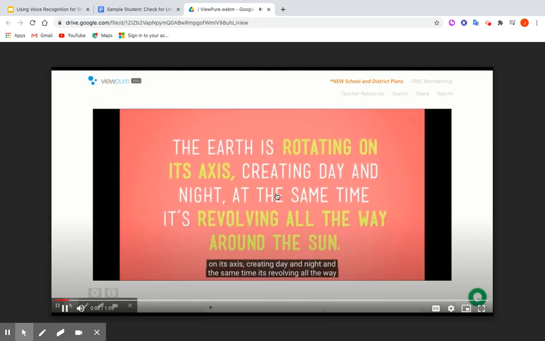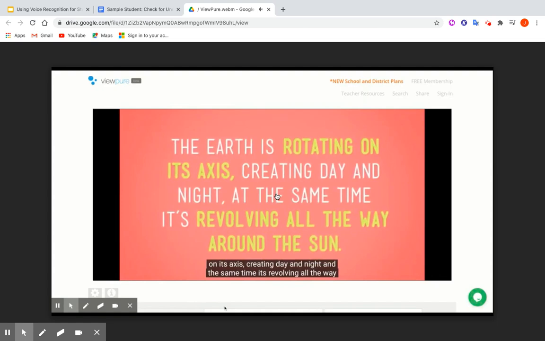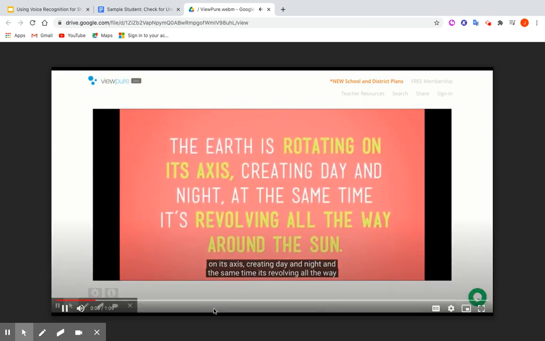The Earth is rotating on its axis, creating day and night. At the same time, it's revolving all the way around the sun.